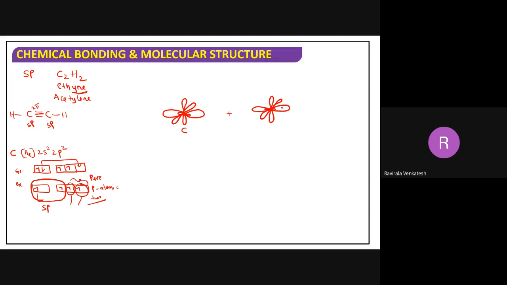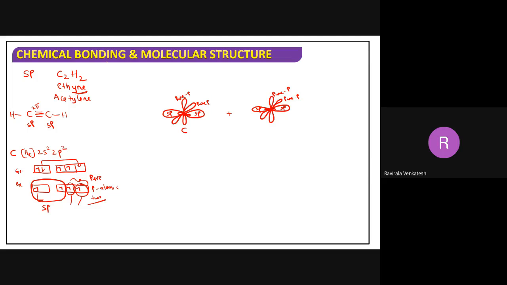Now this one will be sp hybridization, sp hybridization, sp. It is also sp. This one will be a pure p orbital, this one also a pure p orbital, a pure p atomic orbital. This one will be a pure atomic p orbital, and this one also a pure atomic p orbital.